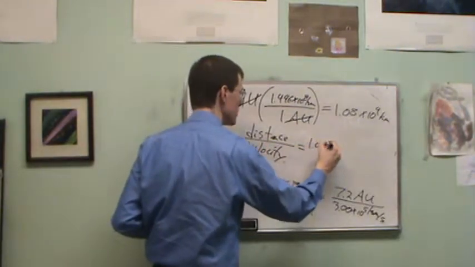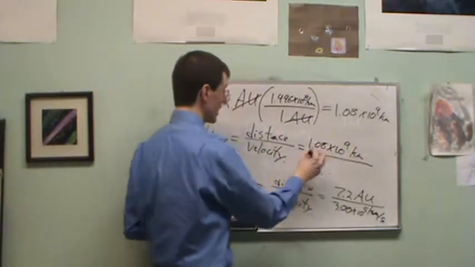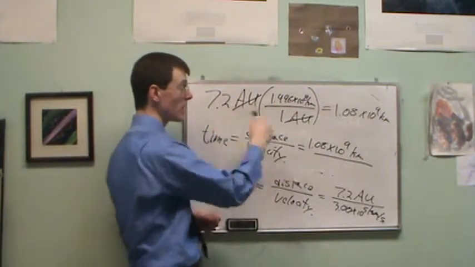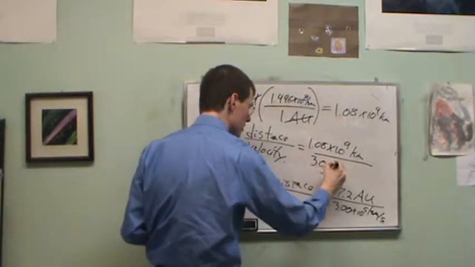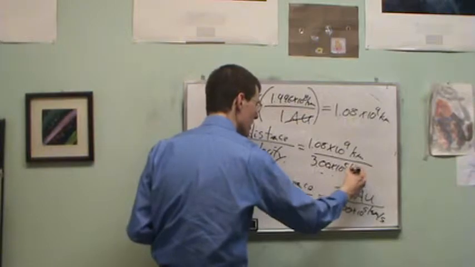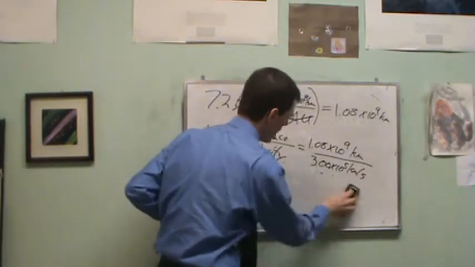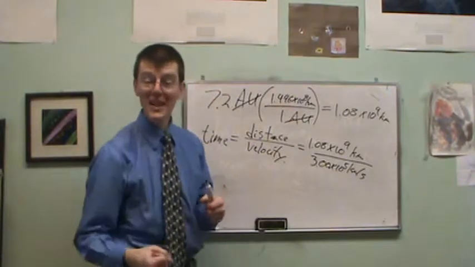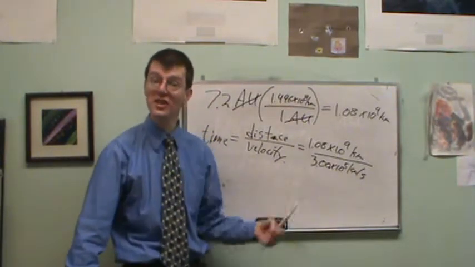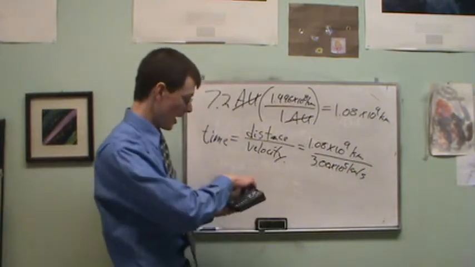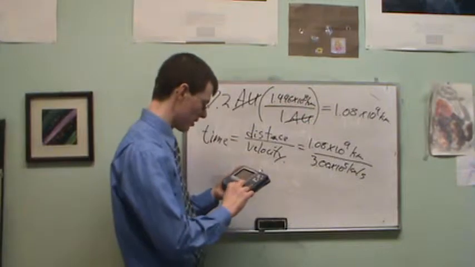So I have 1.08 times 10 to the 9th kilometers. That's another way of saying 7.2 AU. That's the same number. I divide it by this universal speed of light, 3.00 times 10 to the 5th kilometers per second. And I go to my trusty calculator. For those of you at home, please play along with us. Get out your calculator. Make sure you can do the same calculation. If you can't, then get a hold of me. We don't figure out these silly calculator things.